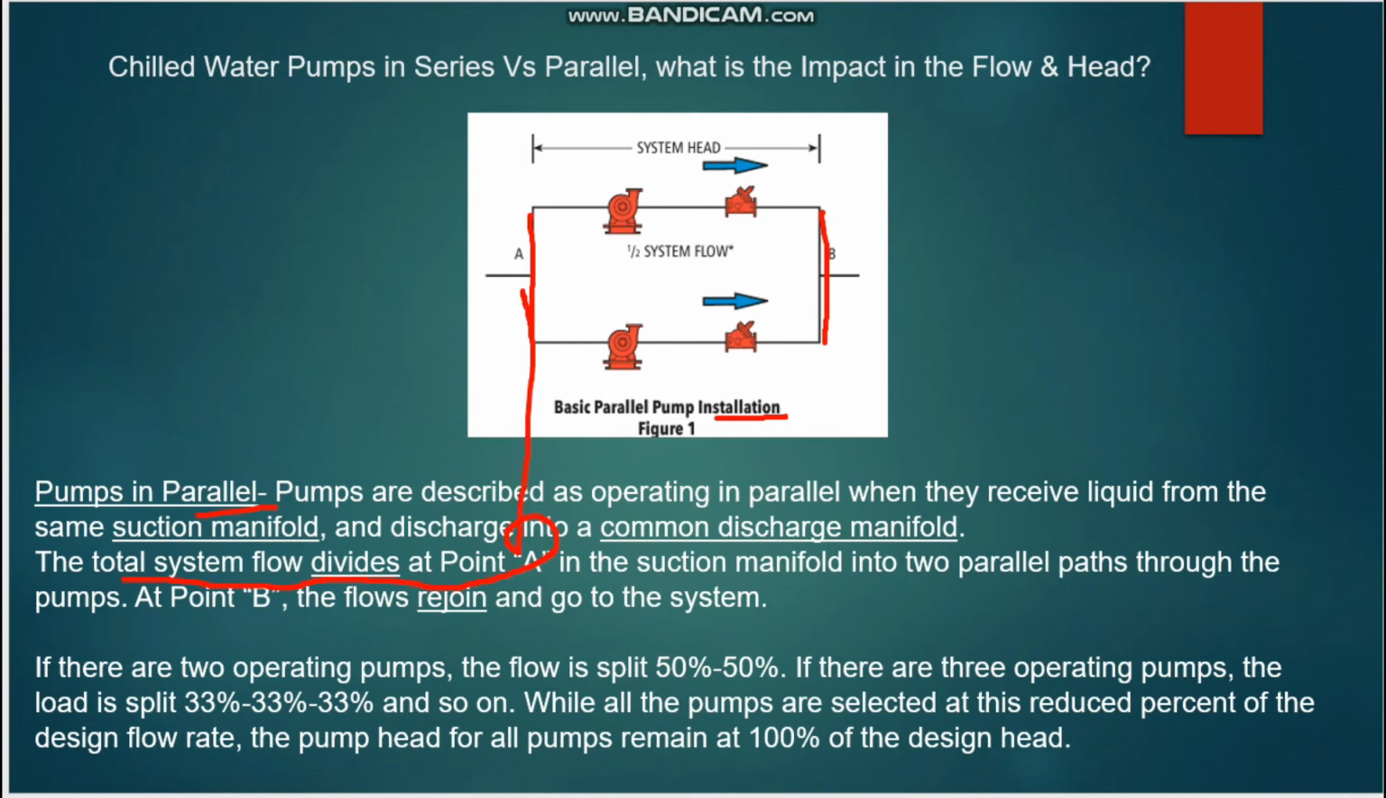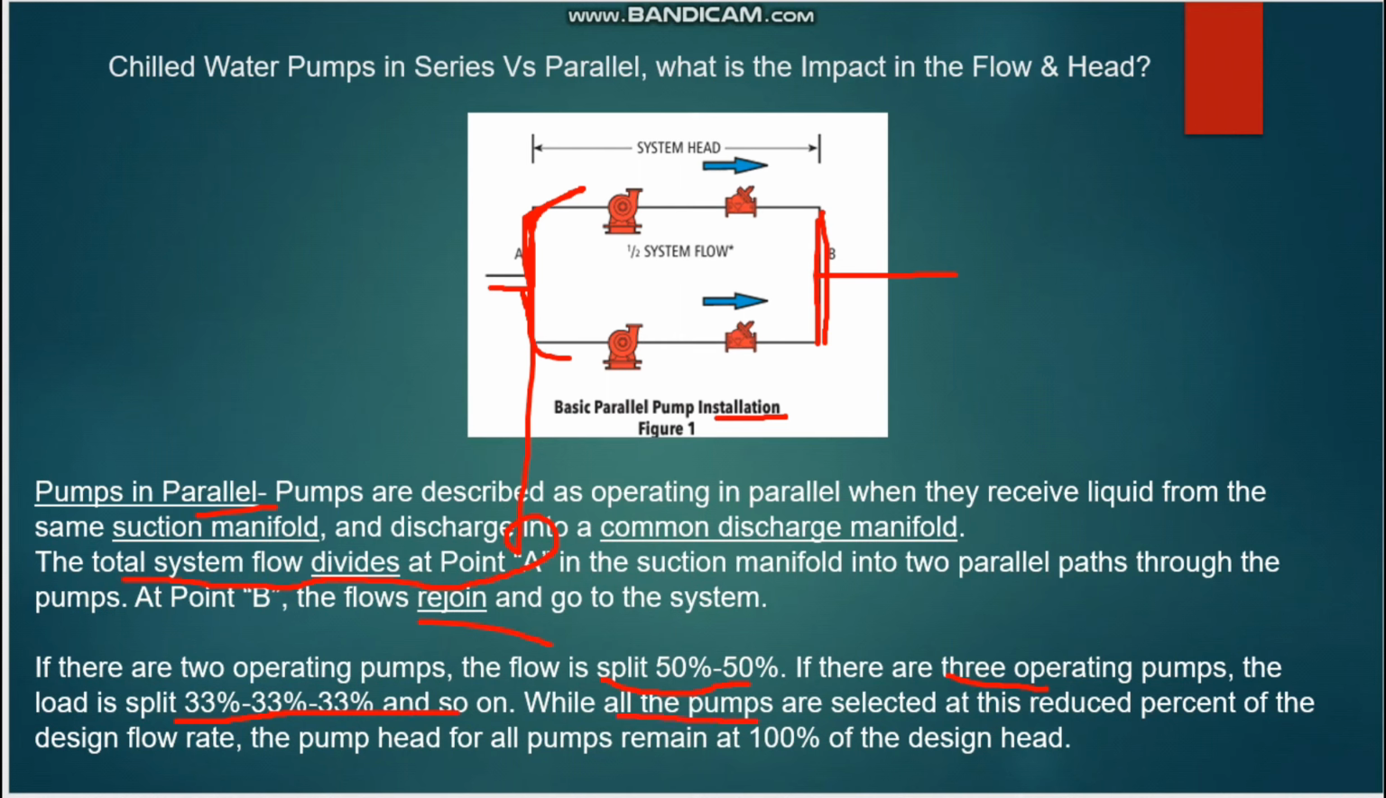That means the total flow comes from here, is divided here and here in the suction manifold, and again rejoins at the discharge manifold. Okay, and it goes to the system. So here, if there are two operating pumps, the flow is split 50-50%. If there are three operating pumps, the flow is split like 33 and 33 and so on.